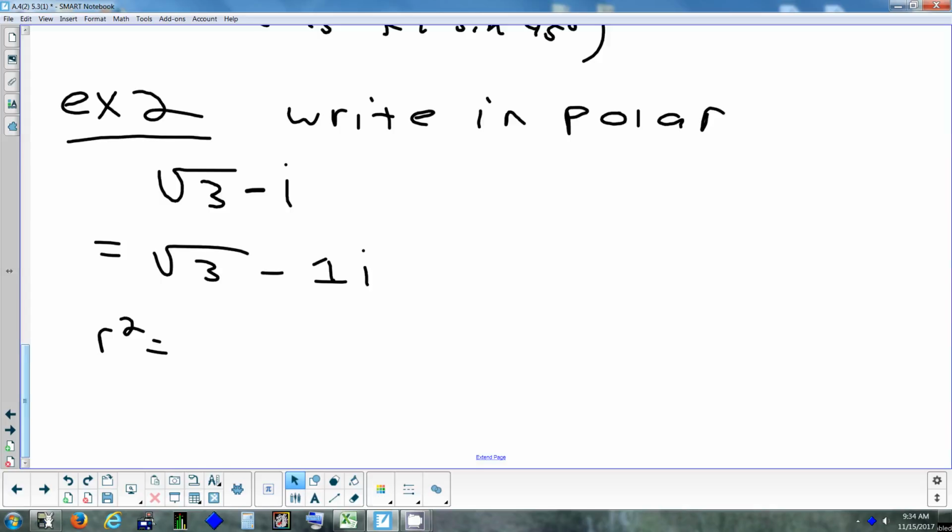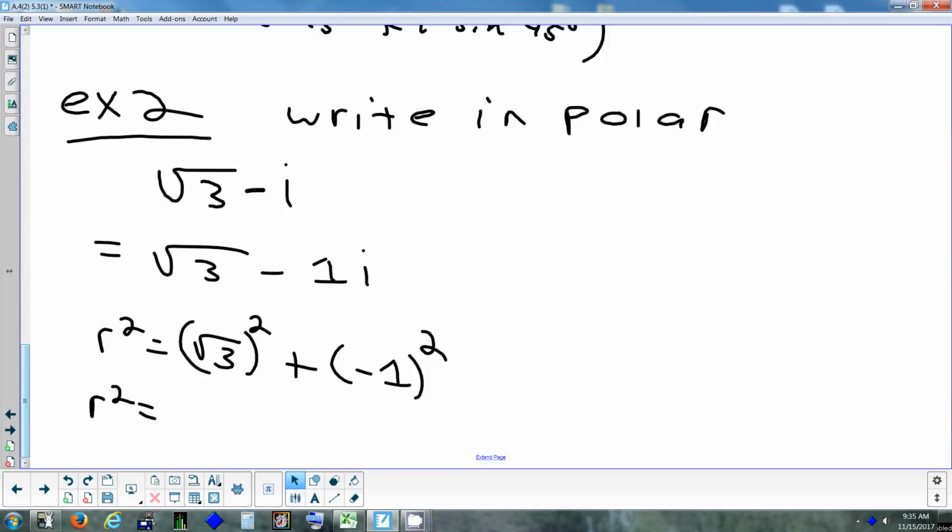Yep. x squared plus y squared equals r squared. The i has nothing to do with it. You just use the 2 numbers, don't use the i. So x squared plus y squared equals r squared. Now we do that out.